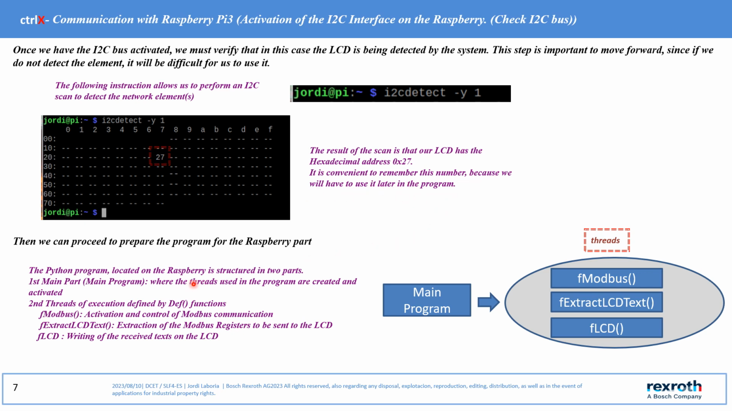The Python program that we will use in the Raspberry is structured in two parts. The first is the main program, and the second the threads of execution of the program, separated into three different parts. Modbus communication, activation and control function. Extraction of Modbus registers to be sent to LCD. Writing text on the LCD.